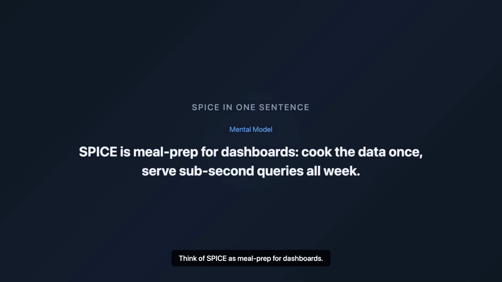Think of SPICE as meal prep for dashboards. Instead of cooking from scratch every time someone opens a report, which would hammer your source database, you pre-cook the data once and put it in the fridge. Every analyst grabs a plate in seconds. That's why SPICE is both fast for users and gentle on the warehouse it pulls from.